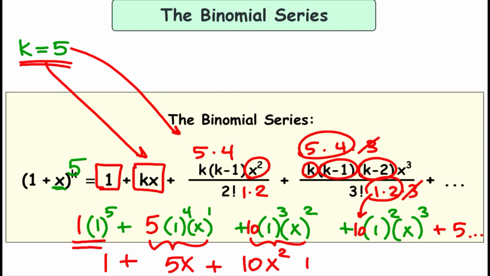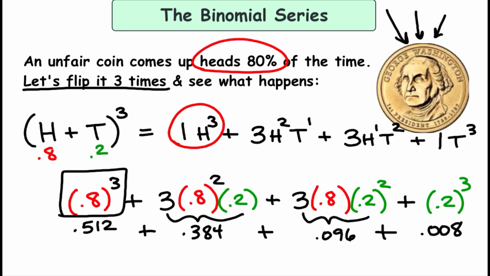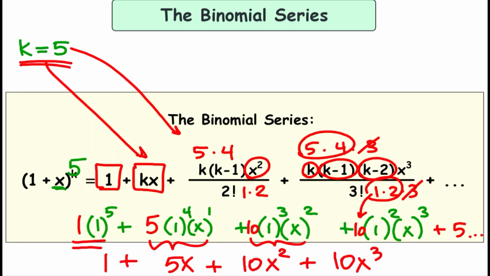And so it makes sense that the complex binomial series formula that's on your laminated sheet is really just the same thing that we were doing up here when we were doing our coins. It's really just Pascal's triangle.